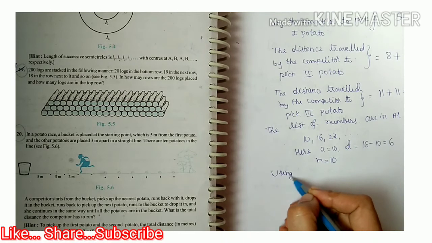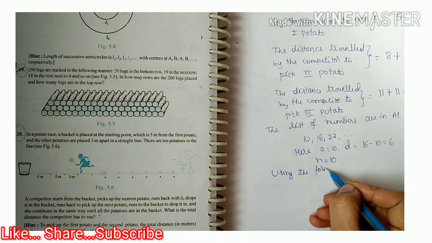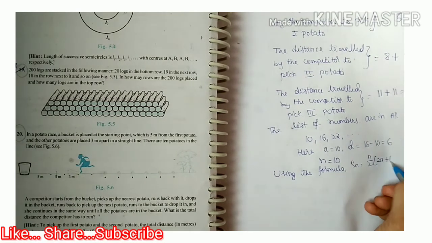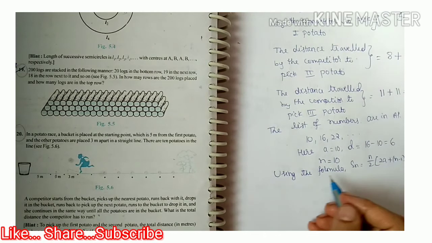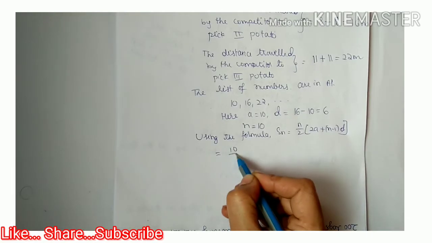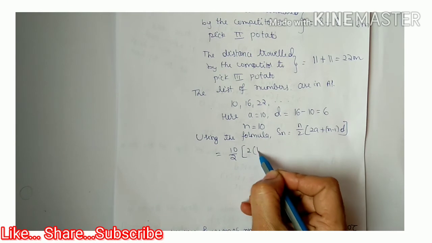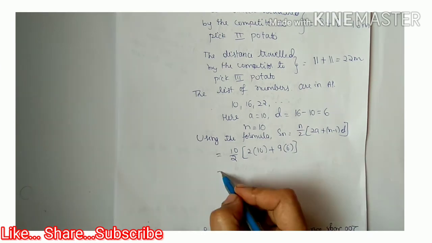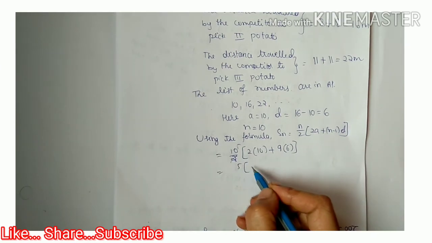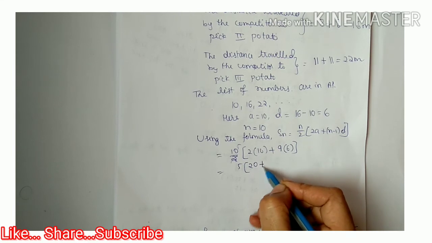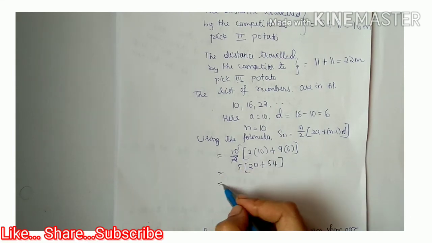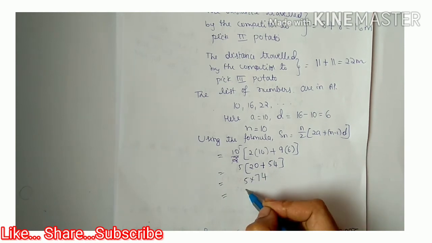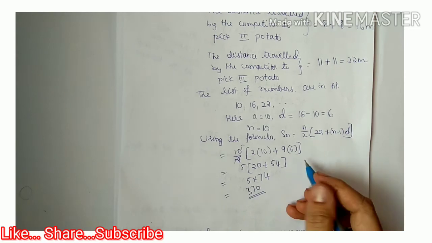Using the formula Sn is equal to n by 2, 2a plus n minus 1 into d, we get 10 by 2, 2 into 10 plus 10 minus 1, which is 9, into d, which is 6. That is 5 into, 2 tens are 20, 9 sixes are 54, 54 plus 20 is 74, 74 into 5 is 370.